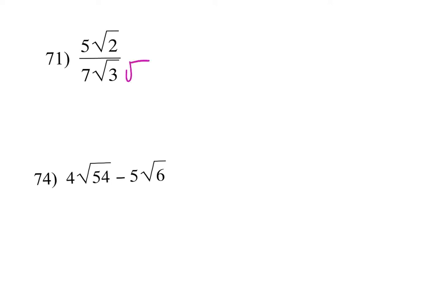So I'm going to multiply the top and the bottom by that radical. Remember, when you're multiplying radicals, you're multiplying insides to insides. The 5 is on the outside, so the 5 is going to stay on the outside. 2 and 3 are on the inside, so I'm going to multiply 2 times 3, which gives me a 6.